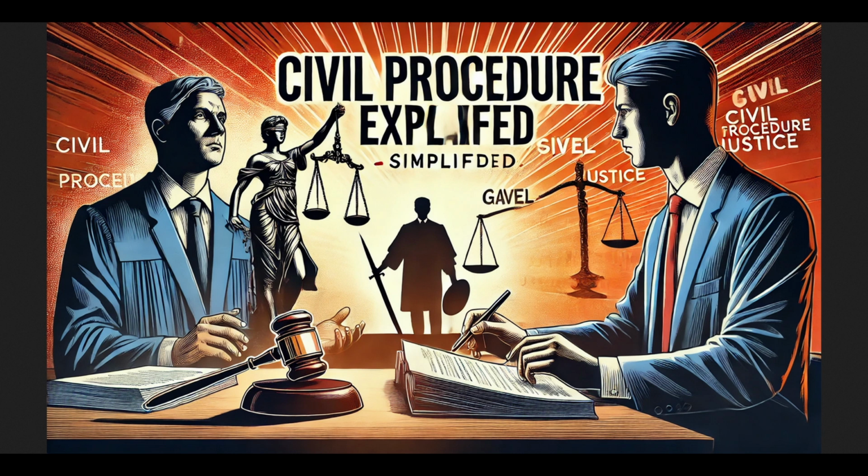So natural justice is really about ensuring fairness and impartiality. It boils down to two key principles. One is audi alteram partem, which means hear the other side. And the other is nemo judex in causa sua, which means no one should be a judge in their own case. So it's about giving everyone a fair chance, making sure decisions are made without bias.